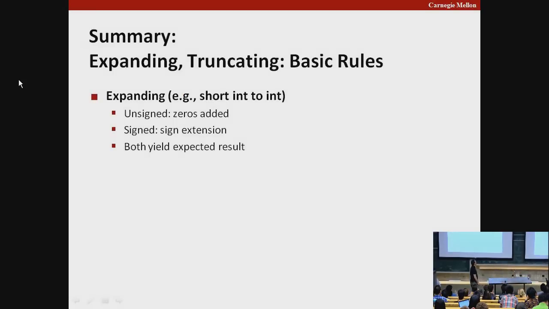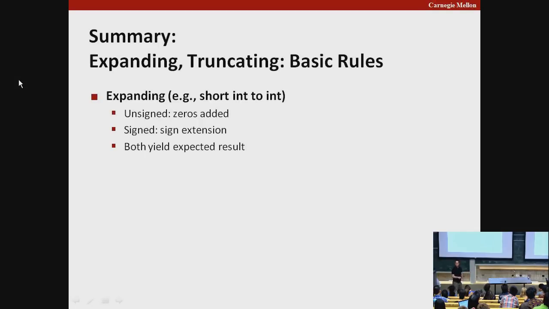So, summary. If it's an unsigned number, we add zeros. There's no 2's complement there. If it's a signed number, we do sign extension. That way, if the high bit's 0, we add zeros. If the high bit's a 1, it's a 2's complement number, we add 1s. No loss in sign extending.